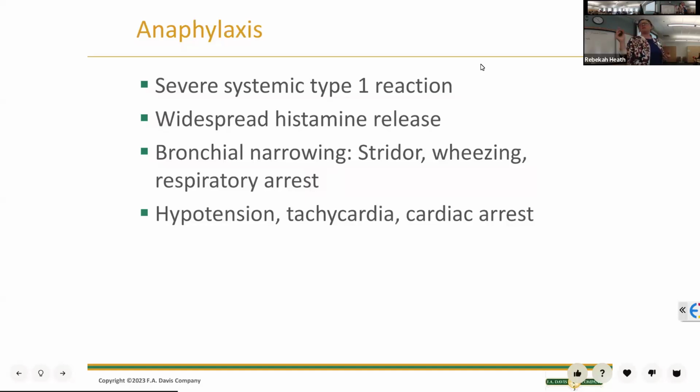And EpiPens, I meant to bring our trainer sets, but did you guys practice those or look at them in lab? Maybe. I'll bring them next time I come in. They have some training ones, but you usually go with the outward part of the thigh, like an IM injection, right in the middle, usually right where your hand falls if you put it down. And he gave himself the epi.